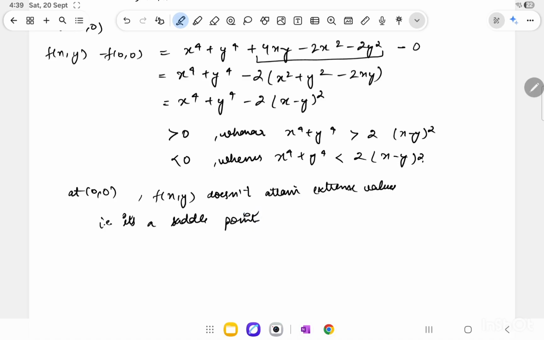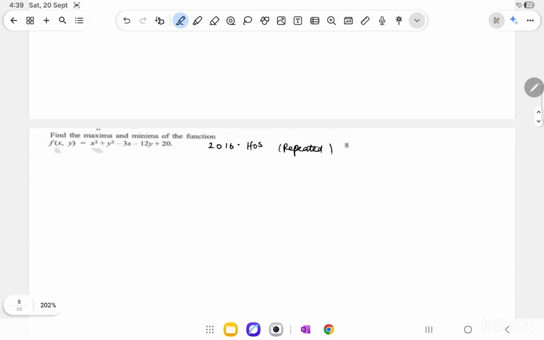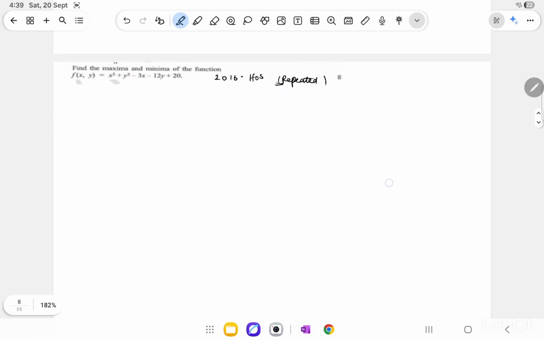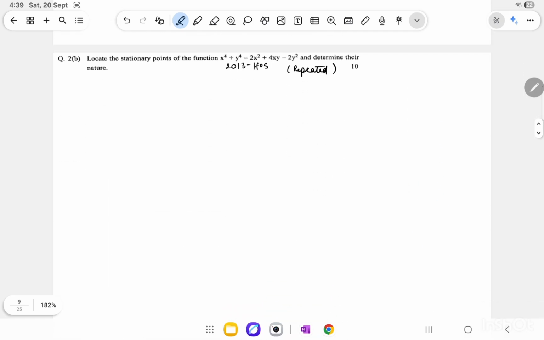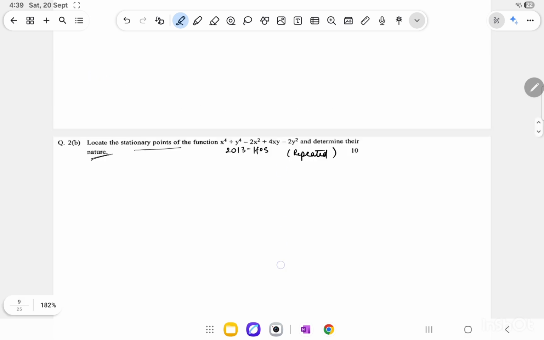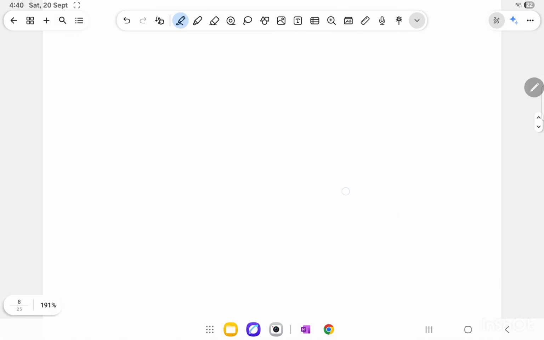So that's what we're supposed to do. So let's move on to the next question. The next question says to find maxima and minima of this function, and it's a repeated question. So let's move on to the next question. The next question says x raised 4, y raised 4, locate the stationary points of the function and determine their nature. This is the question we have done here. So this is also a repeated question. So let's move on to the next question.